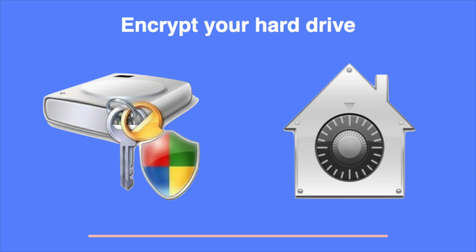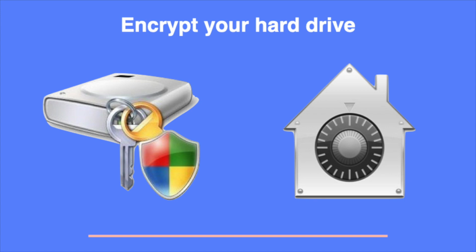Let's look at how to turn on encryption for your computer. I'll start with showing you how to turn it on for a Windows machine. So Windows uses BitLocker, which helps protect your data from unauthorized access. BitLocker encryption is available and supported on most Windows machines.